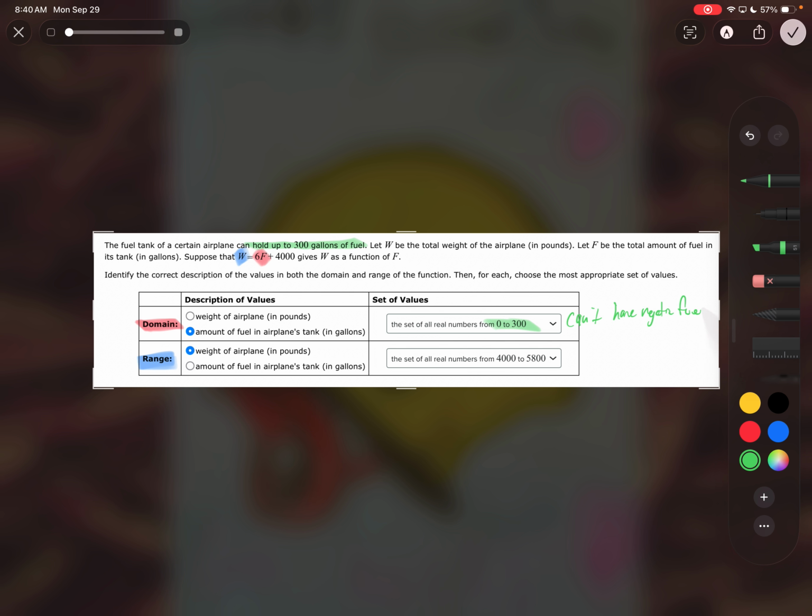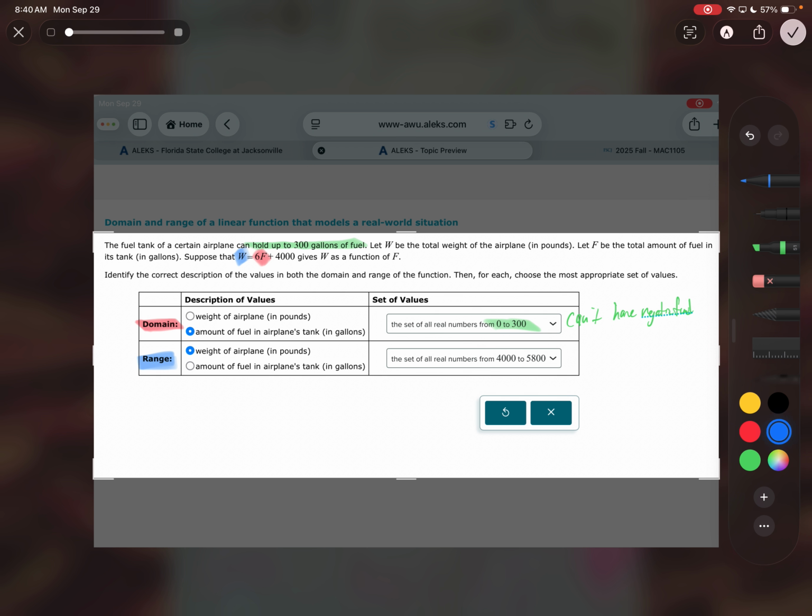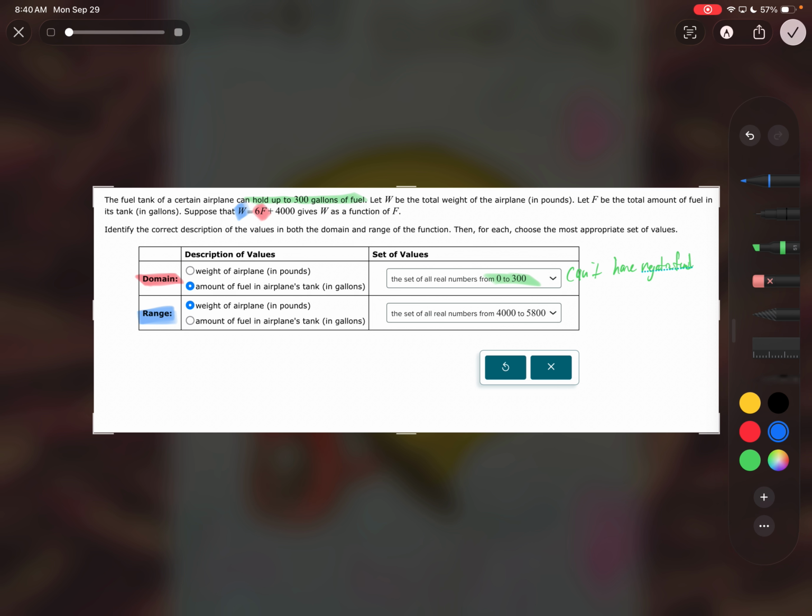So a lot of times when you're dealing with real life, you're going to have constraints like that. You can't have negative fuel. And then the set of real numbers for the range, we might need to work out real quick. If F equals 0, then it's 4,000. That's the smallest number it could be. The biggest number, it can only hold 300 gallons of fuel, so it would be 300. So when we plug in a 300, what is that, 1,800? So that's 5,800.